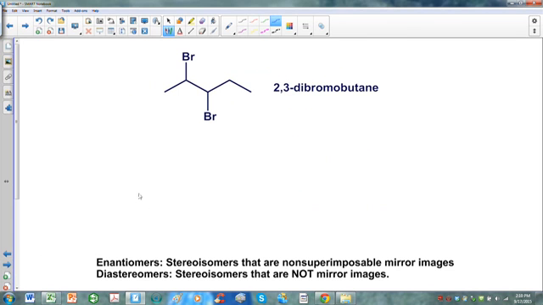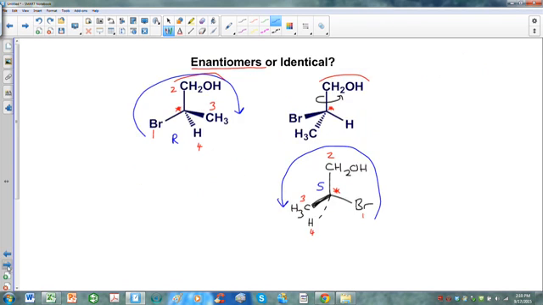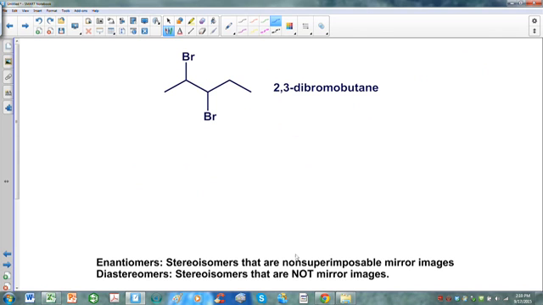Now, let's get on to the concept of we're not talking about just enantiomers, but we're talking about things called diastereomers as well. Simple definition down here. Stereoisomers that are non-superimposable mirror images are known as enantiomers. We talked about that before. Diastereomers are stereoisomers that are not mirror images at all. And you tend to see diastereomers more when there's more than one stereocenter present.